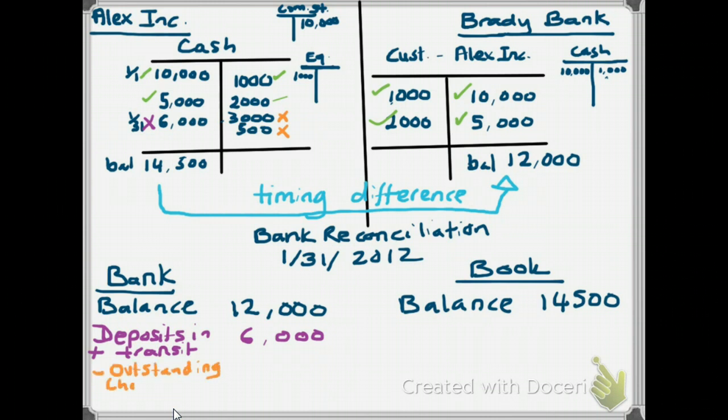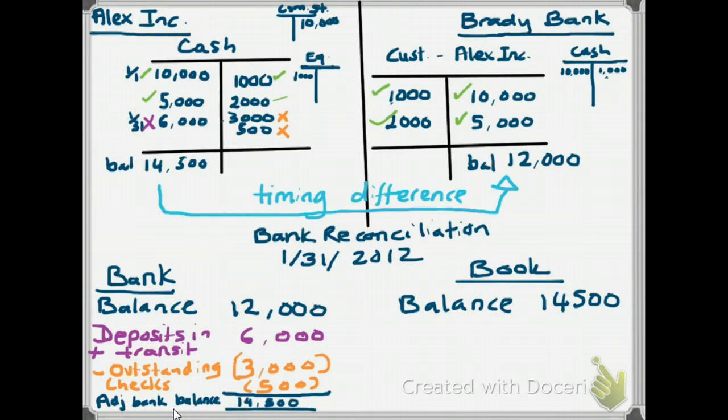Now, what are we going to do with these outstanding checks? Are they added or subtracted? Should your cash balance be more or less? It should be less because these checks were money going out of the bank account, right? So we need to subtract those. Outstanding checks are subtracted to come up with our cash balance. So when we add deposits in transit and subtract outstanding checks, we get an adjusted bank balance of $14,500.